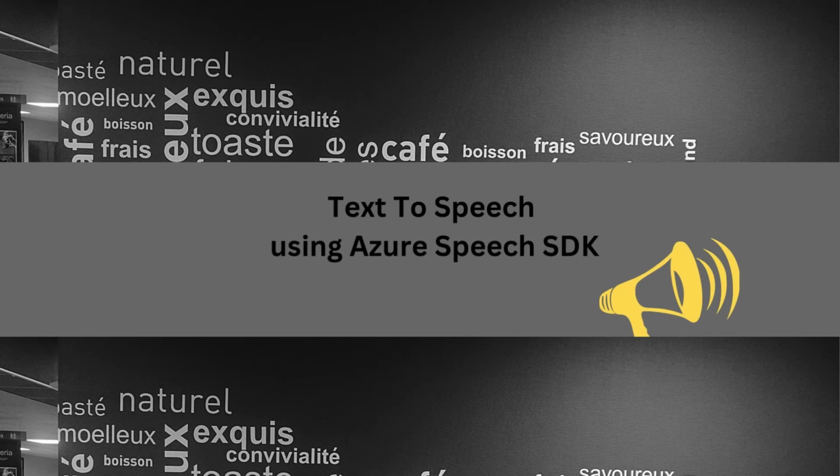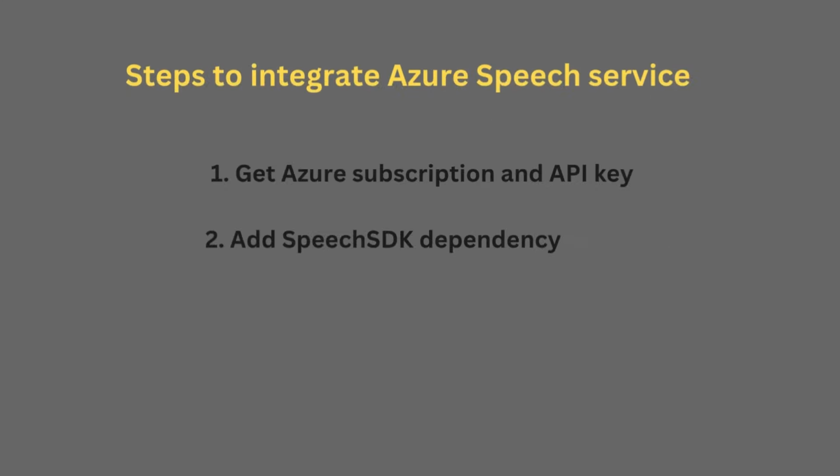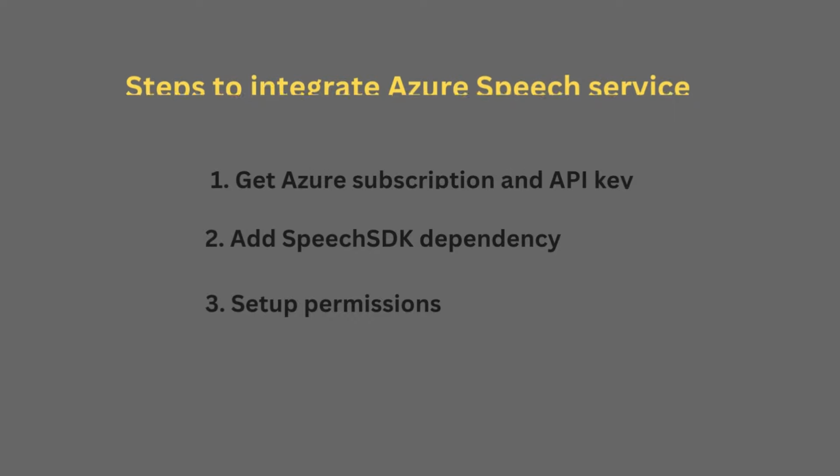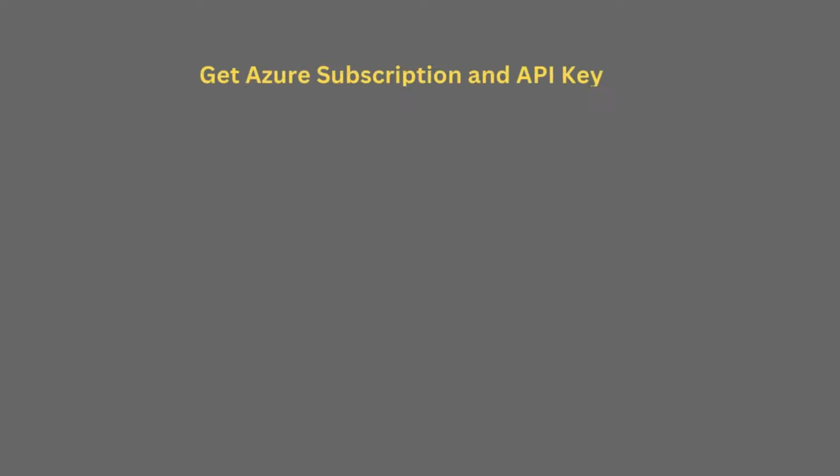Hi everyone, in this video I'm going to show you how to convert text to speech using Azure Speech Service with an example. So first we have some steps to integrate the speech service. First we have to get the Azure subscription and the API key. Once done we have to add the Speech SDK dependency. And finally we have to set up permissions. Then we are ready to start with our application.